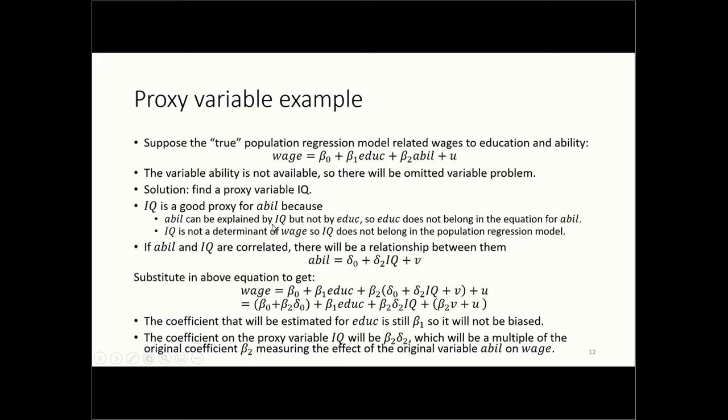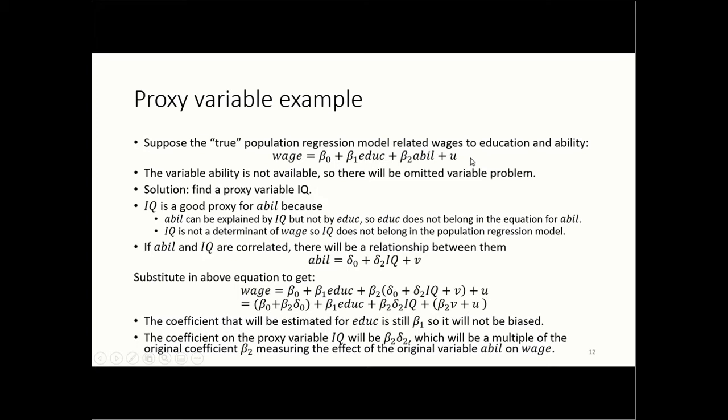Because the more intelligent a person is, the more able they would be, but not by education. So education would not affect ability, and education does not belong in the model for ability. So the first condition or assumption that we had on the previous slide is satisfied. And the other one is that IQ is not a determinant of wage, so IQ does not belong in the population model. So again, this is the true population model because we don't have the IQ variable included here.